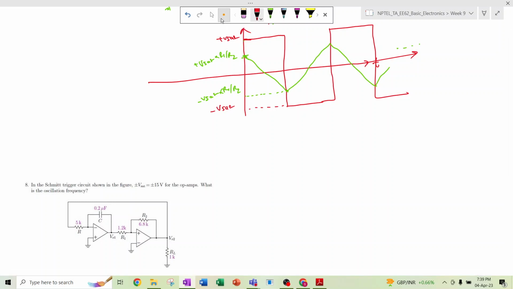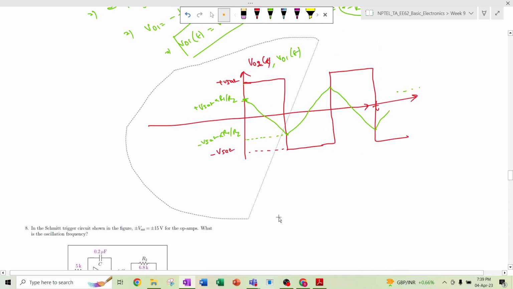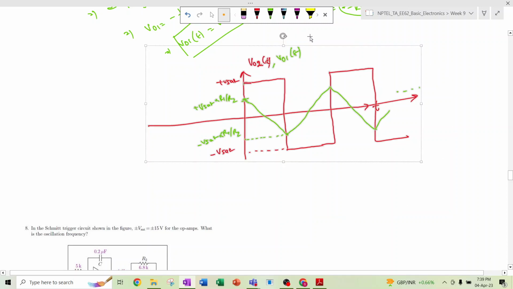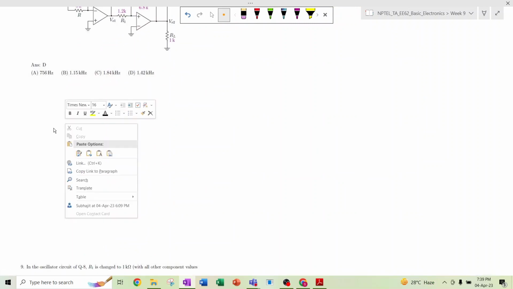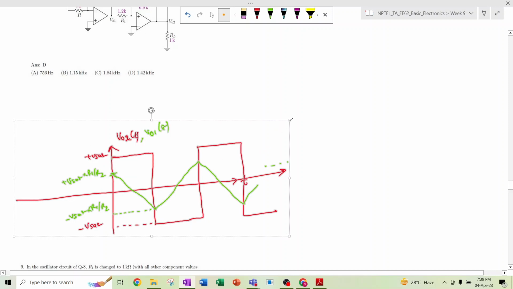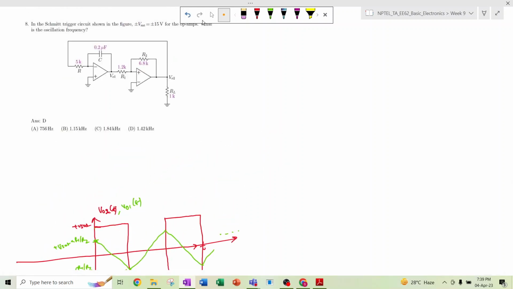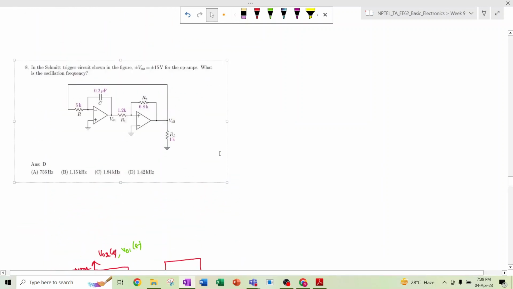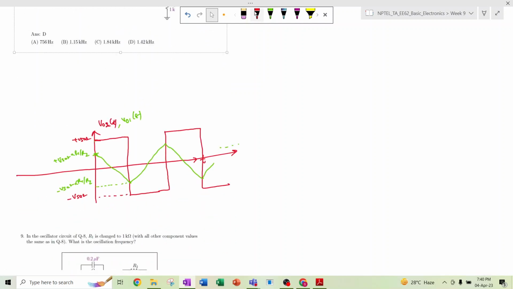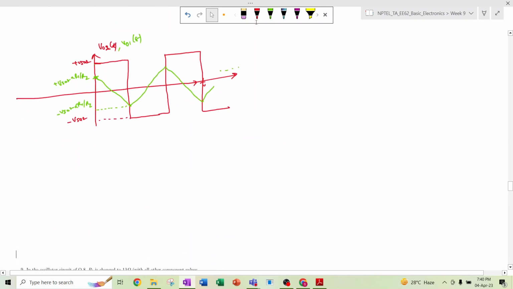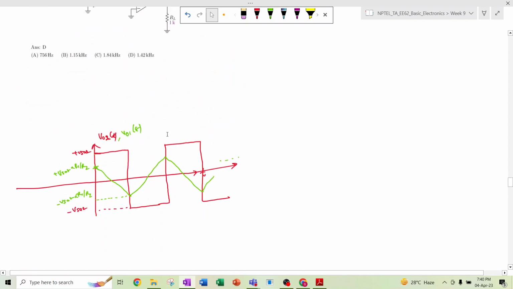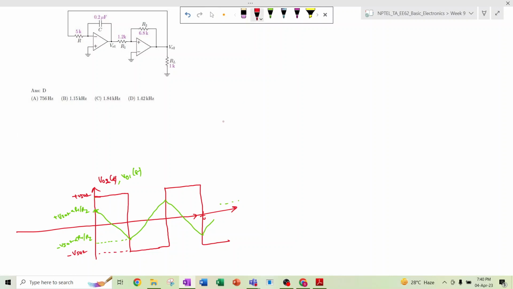So I am plotting this thing. Okay, so what is the oscillation frequency we need to find out? So this is the waveform basically.